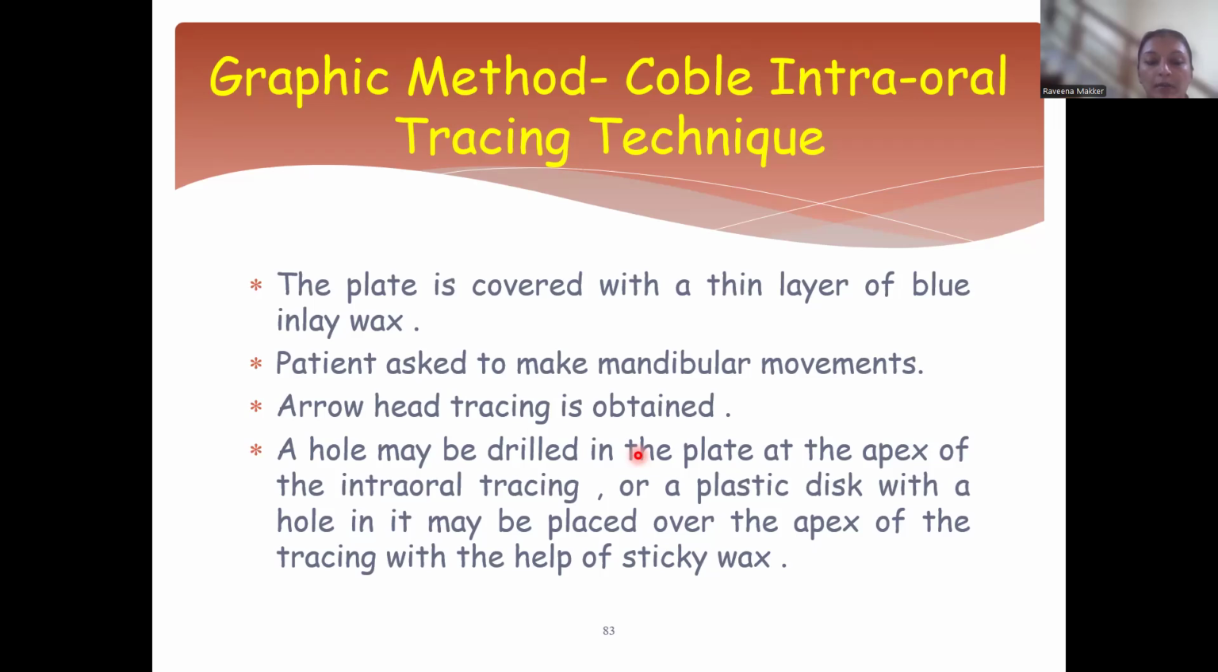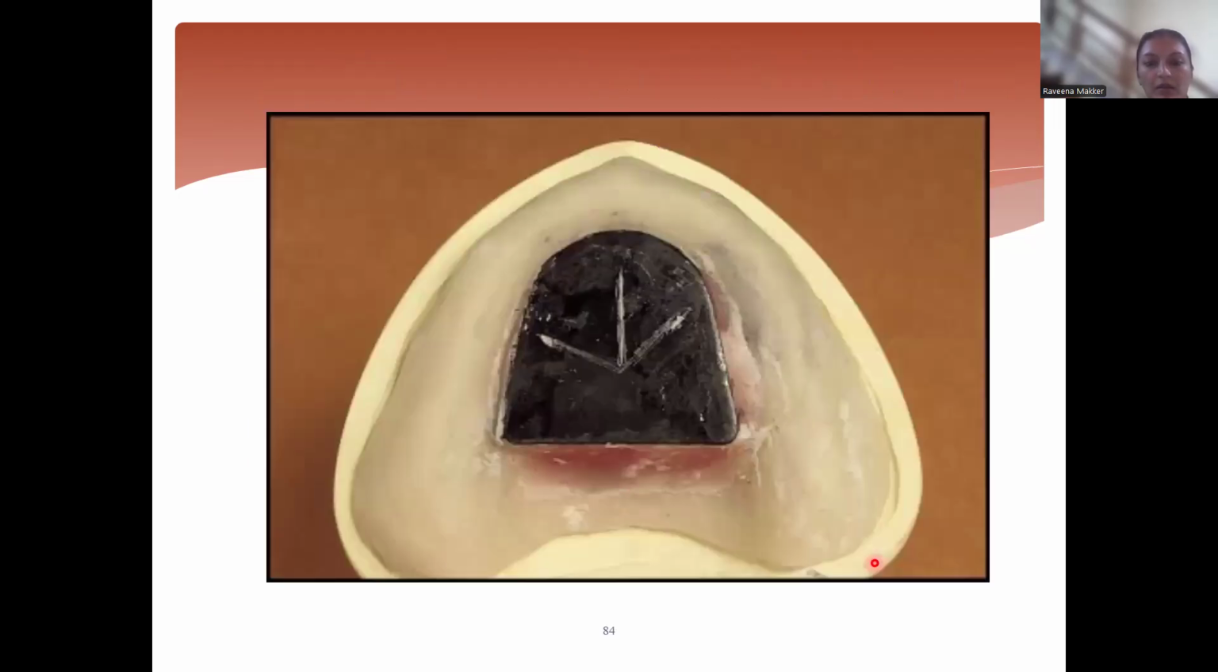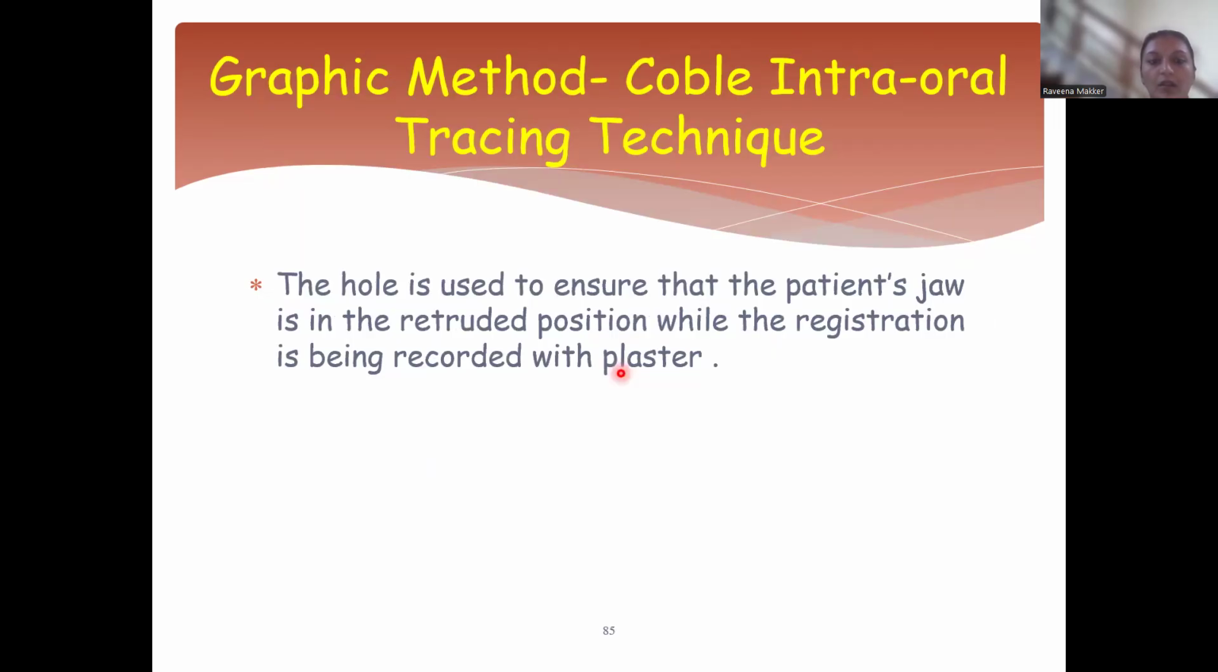Arrowhead tracing is obtained. A hole may be drilled in the plate at the apex of the intraoral tracing, or a plastic disc with a hole in it may be placed over the apex of the tracing with the help of sticky wax. See, this is how the arrow point is formed intraorally. You can see that the apex of the arrow is pointing posteriorly over here. The hole is used to ensure that the patient's jaw is in the retruded position while the registration is being recorded with plaster.